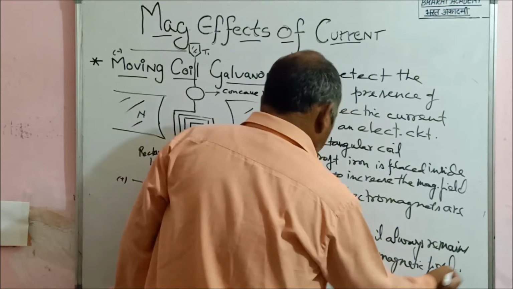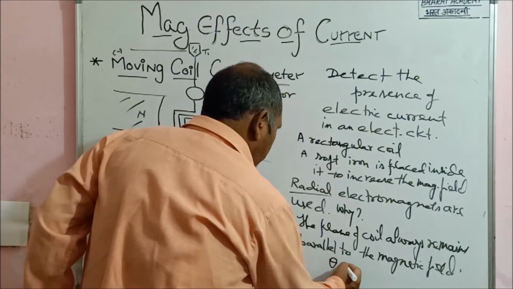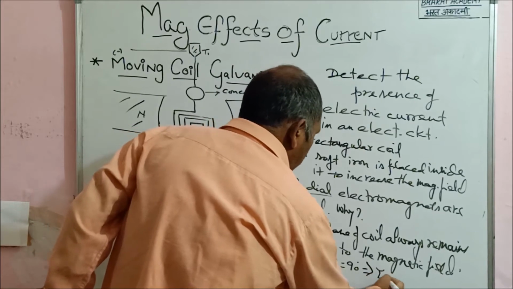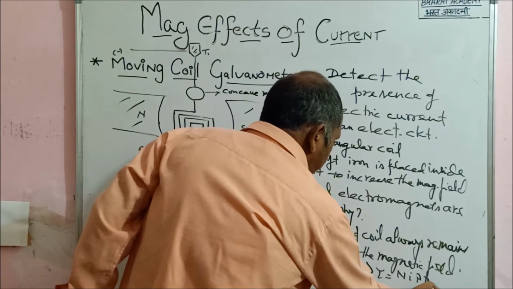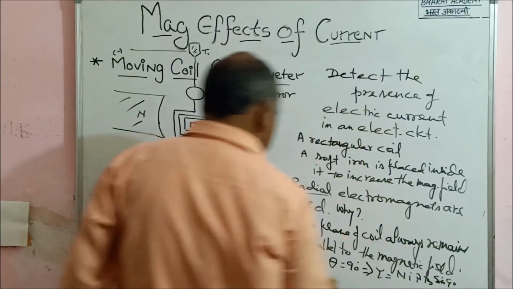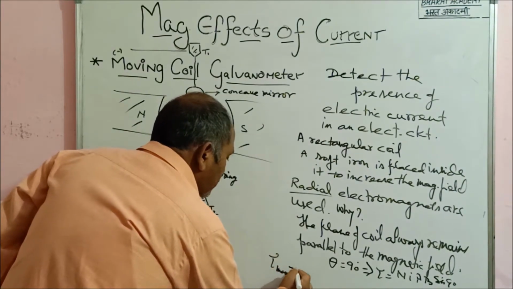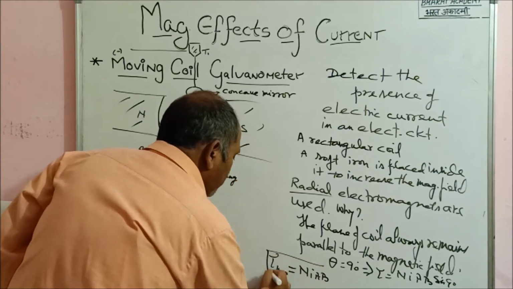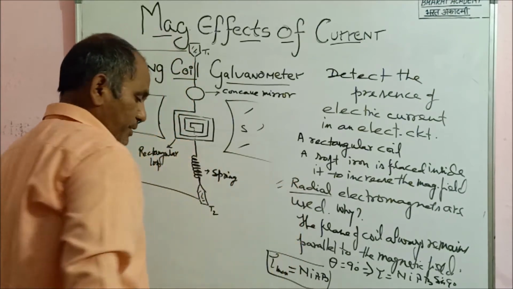So in this condition, what happens? The torque becomes maximum, theta becomes 90 degrees, and if you remember that article, tau is equal to NIAB sin theta, it becomes sin 90. Means with the radial magnetic field, a coil will experience maximum torque NIAB. Remember this fact. It is a sure short question, why is a radial field used?